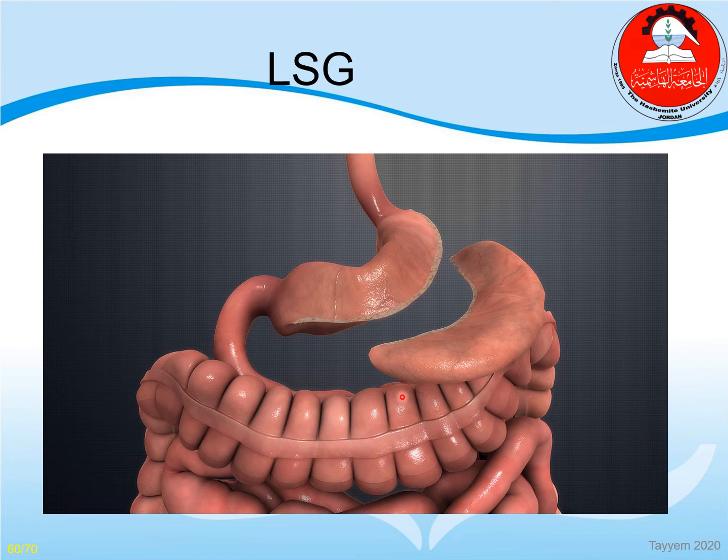And this slide is just to show you how it is done. This is the esophagus, stomach, this is the duodenum, and this is the jejunum, and you could see that what we are doing is stapling the stomach, making a narrow sleeve, a narrow tube of the stomach, and the rest of the stomach is removed.